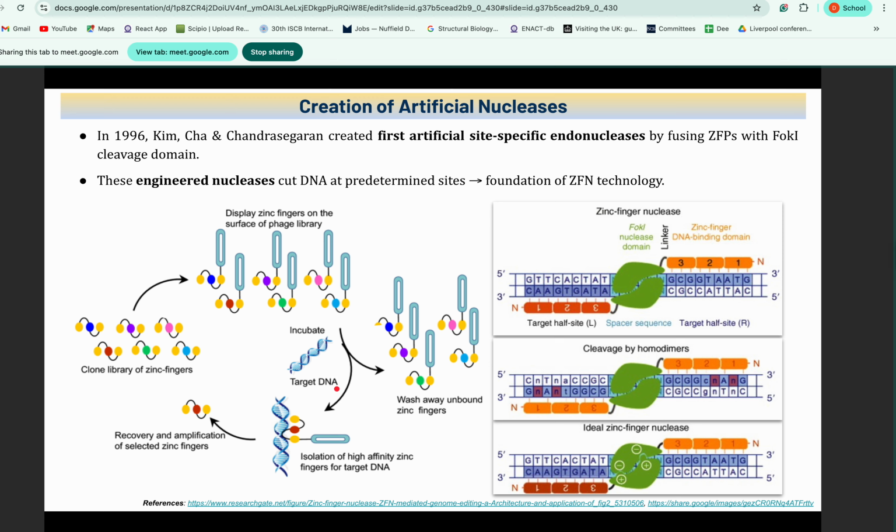They are incubated with the target DNA, because these zinc fingers are responsible for binding to the target DNA. So we will isolate the high affinity zinc finger for the target DNA. So out of all these bacteriophages, the one which binds more tightly to our target DNA will be the one which will be considered. So now we will recover and amplify the selected zinc fingers, and now we will clone the library of these zinc fingers.